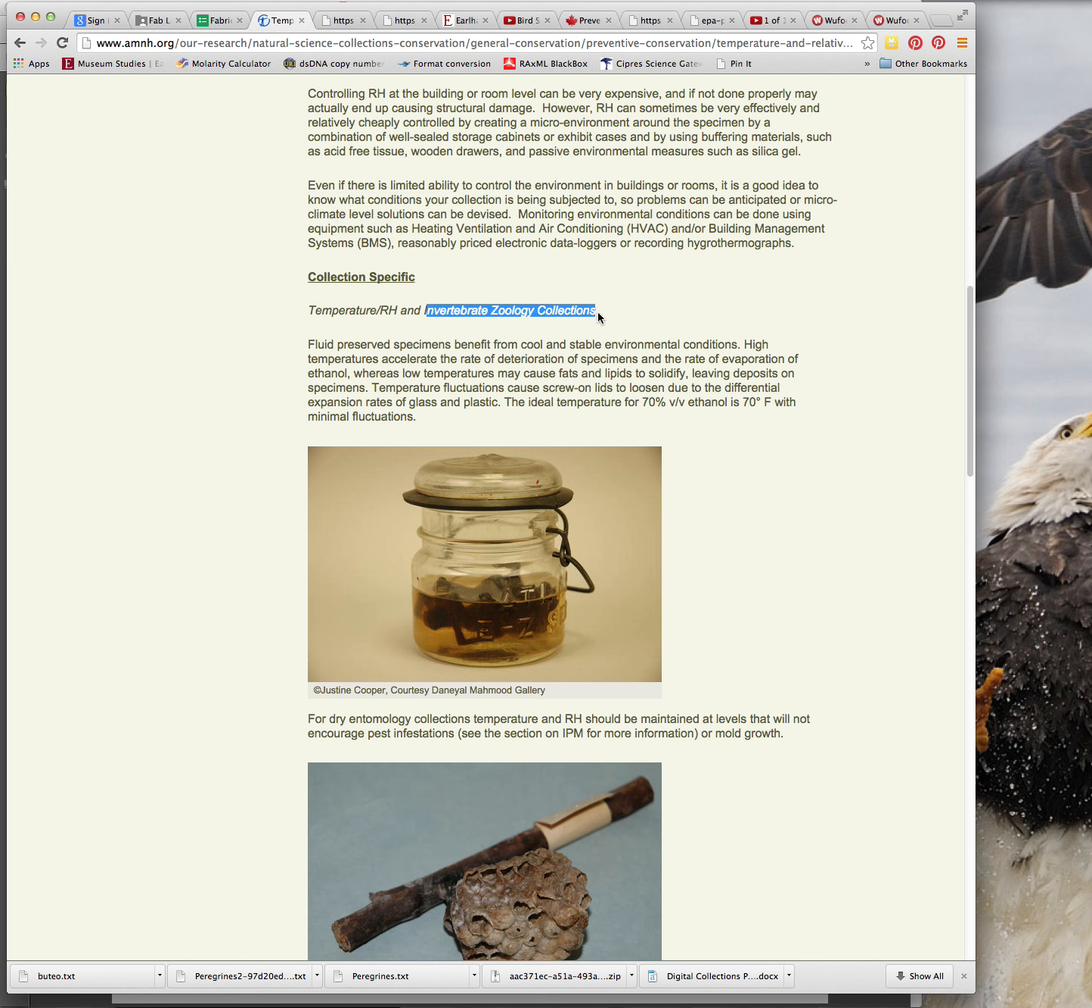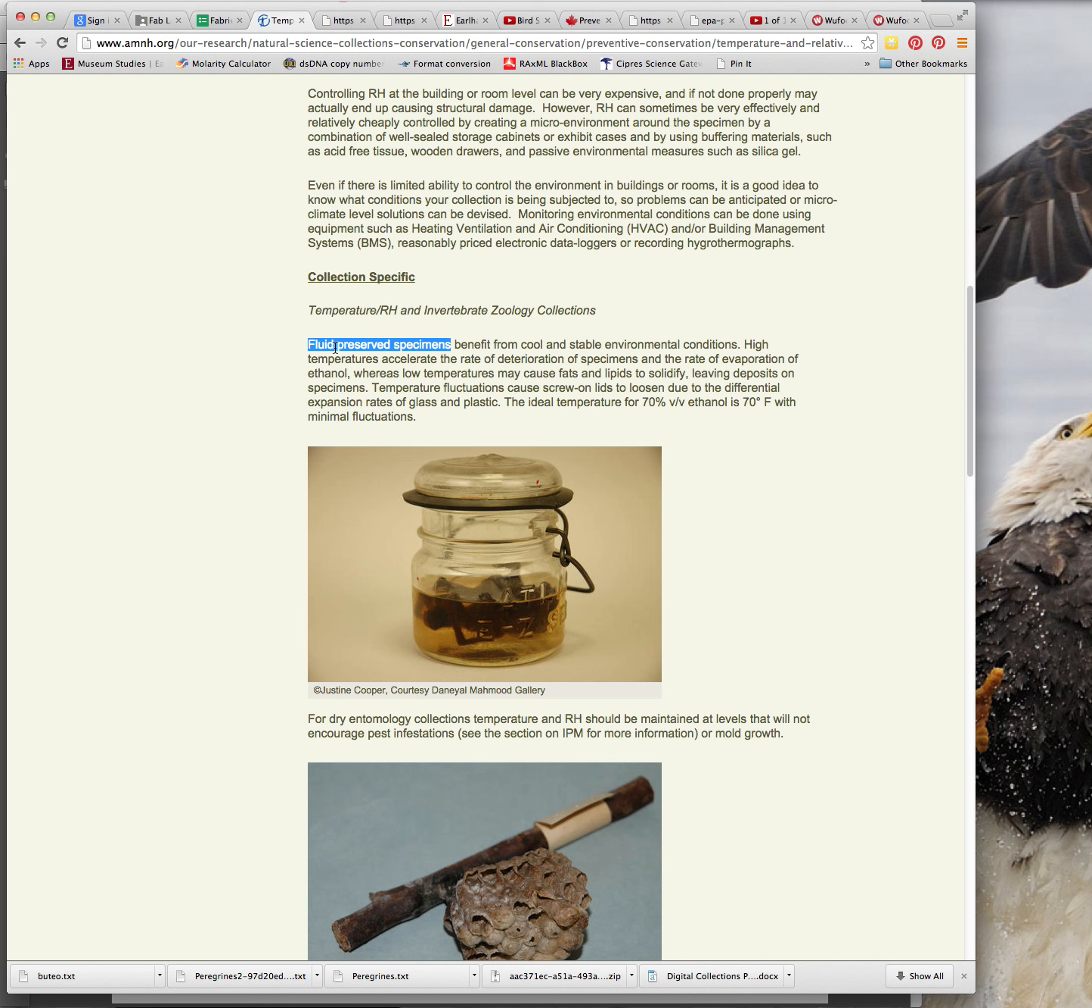Now, none of you are working in the invert collection. We are focusing on the vertebrate right now. That doesn't mean you don't have to know this stuff. I still want you to know this. And also, we're talking just fluid preserved specimens. This is going to be true for vertebrate fluid preserved specimens as well, and you may have those in your collection, so you need to pay attention to that.